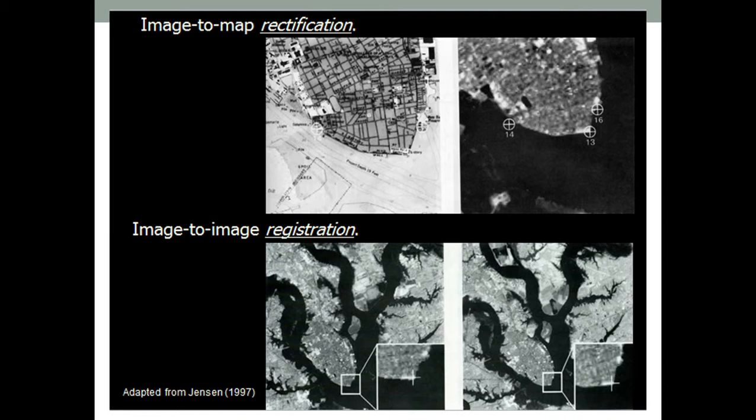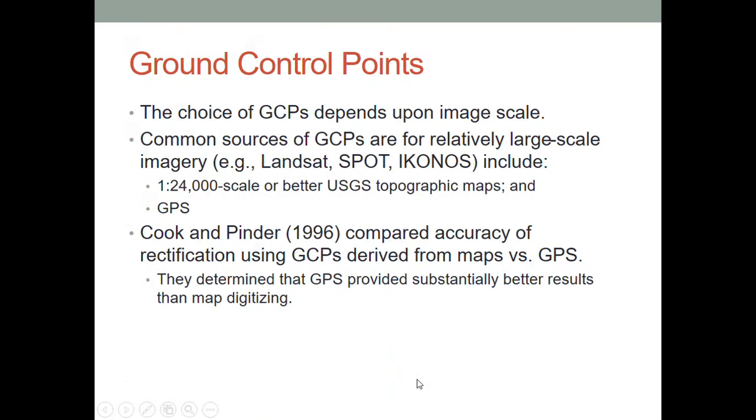There are two types of registration: image to map and image to image. Image to map means you have a map that has coordinates, and you register the image to the existing GIS map. While for image to image, one dataset might have an image that has already been coordinated and registered, and you want to re-register a new image so that it will be very accurate on the same one. So this is the GCP. This is how we do registration.